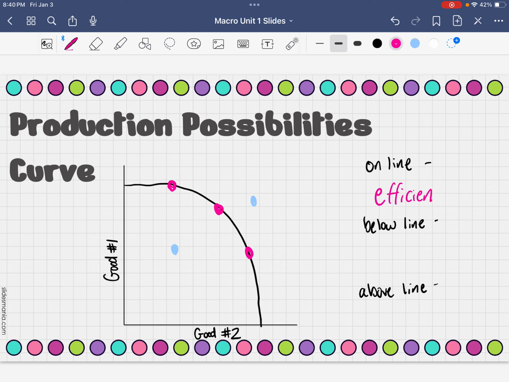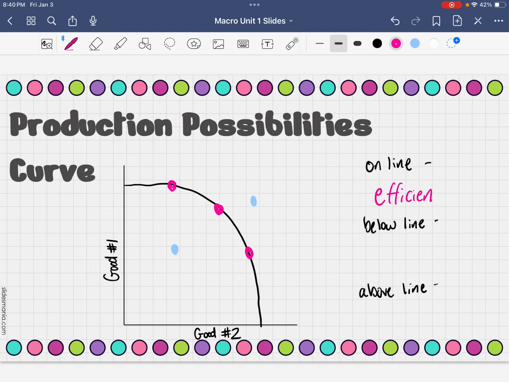And you're going to have to excuse my poor handwriting all semester. Efficient means that we're using all of our resources. Anything below the line, like right here, would mean that we are in a recession or we're being inefficient. So sometimes we call this a recessionary gap, a recessionary place, where here is where we are fully employed, not like 0% unemployment, but a good rate, a natural rate of unemployment and using all of our resources.